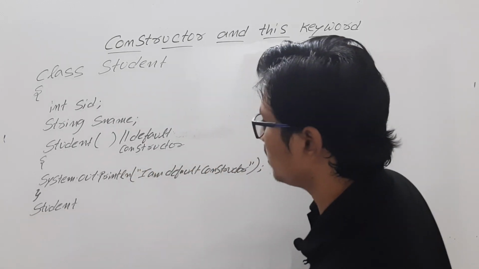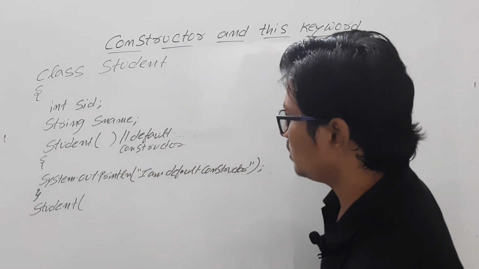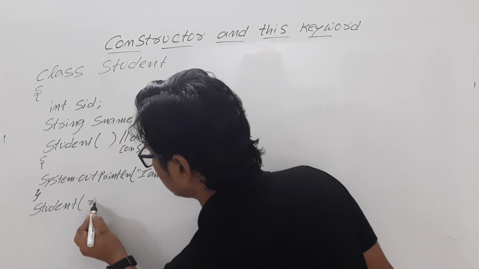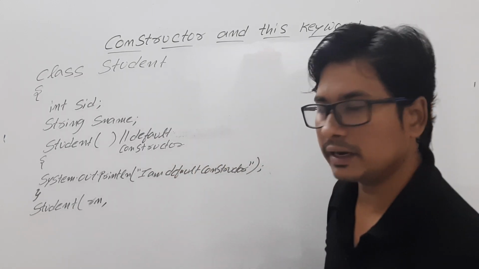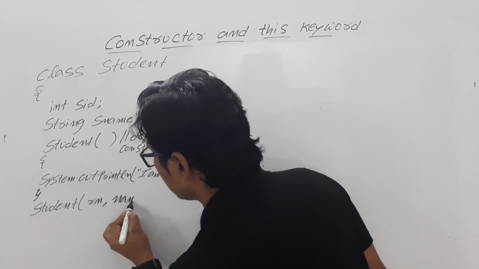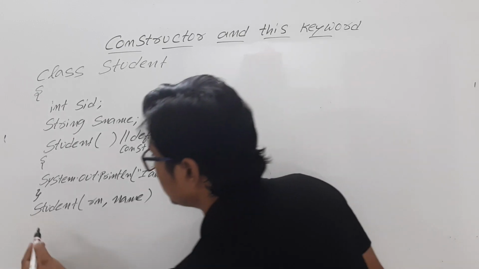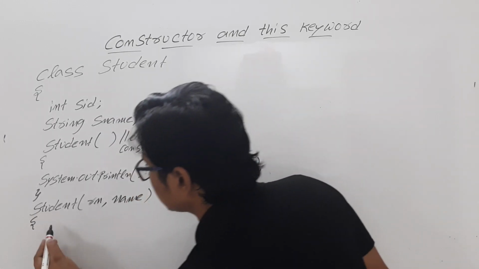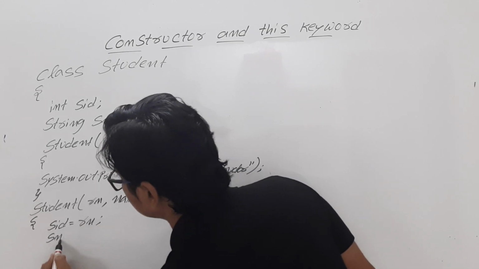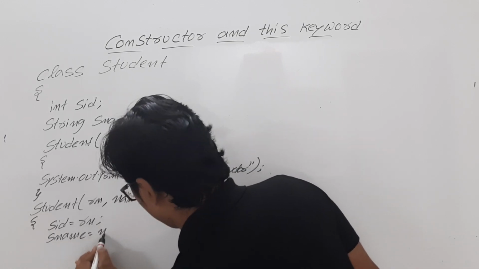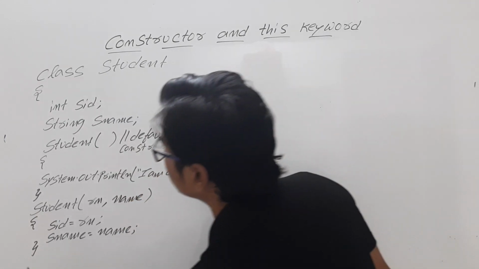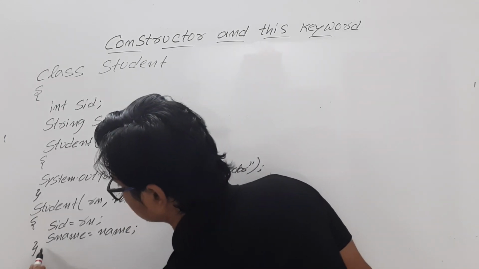Having the roll number. Let me write it as RN, and then I will have the name. Two arguments I am taking. Then I will write SID is equal to RN, SName is equal to name. Then I will close this constructor and then I will close the class.